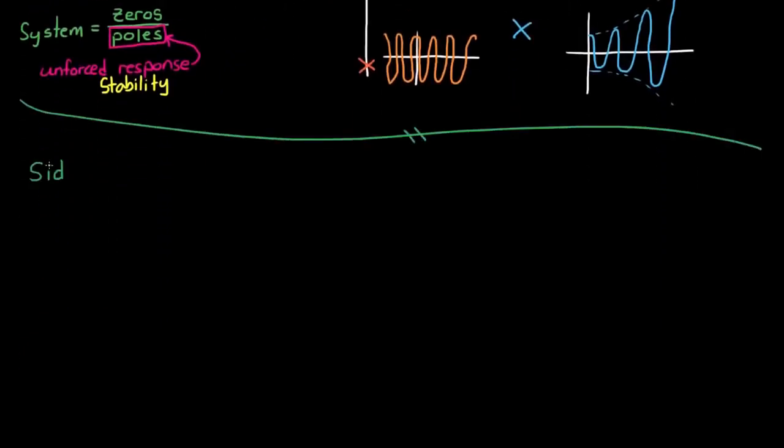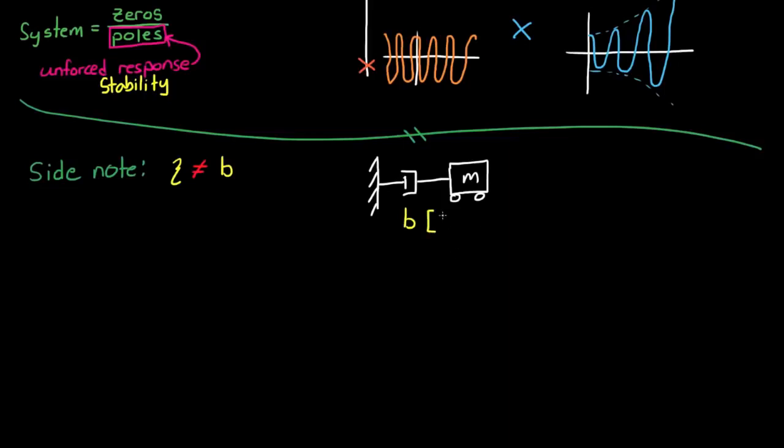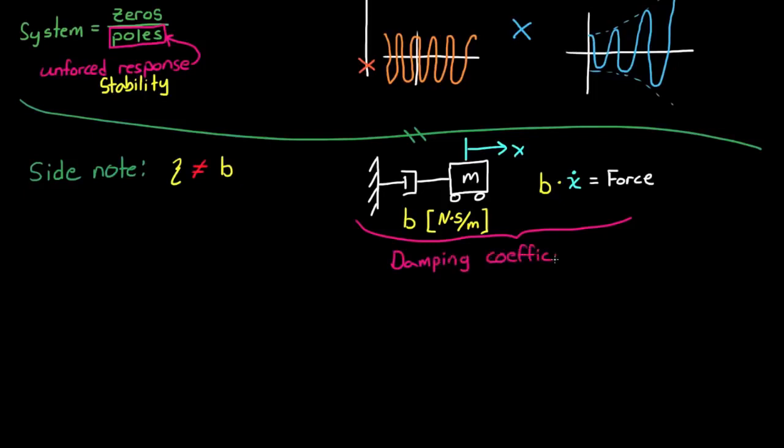Let me give you a quick side note. Don't be confused between the term damping ratio and the term damping coefficient. They aren't equal. The damping coefficient is the value of the damping term, in Newton seconds per meter, so that when you multiply it by a velocity, you get force out. This damping coefficient can have any number of values based on the size of the system that you're developing.